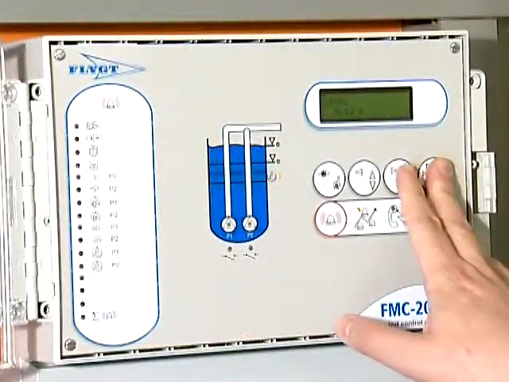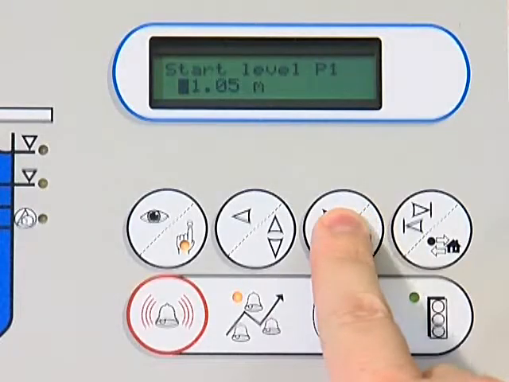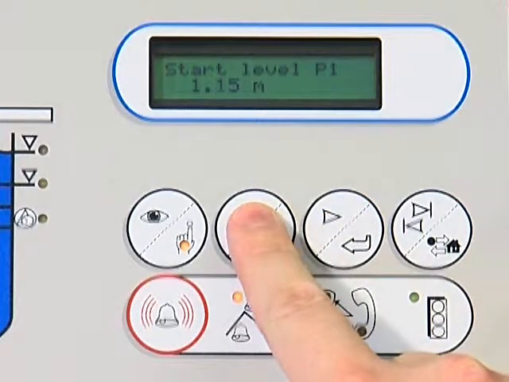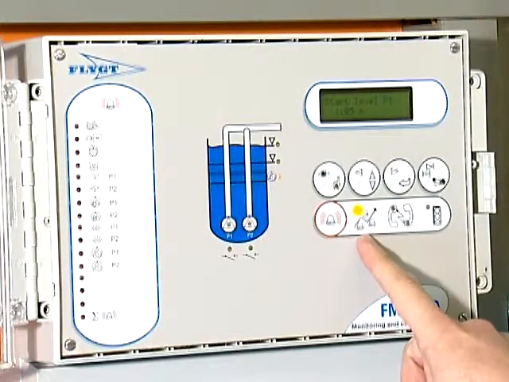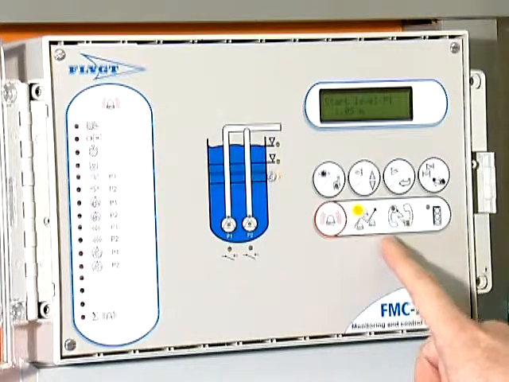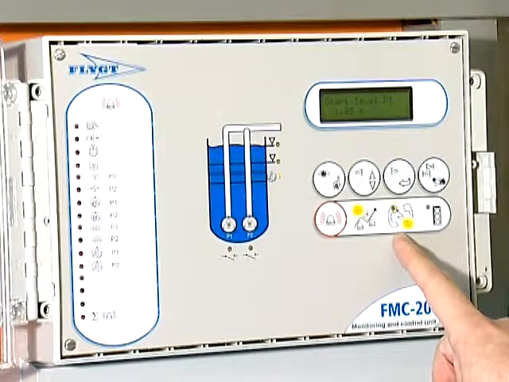It's easy to program or change operating values with the push buttons, changing the start and stop levels, for example. The diode lamps light up when an alarm is sent to the central system, when the control unit receives or transmits data, and when the control unit is working.